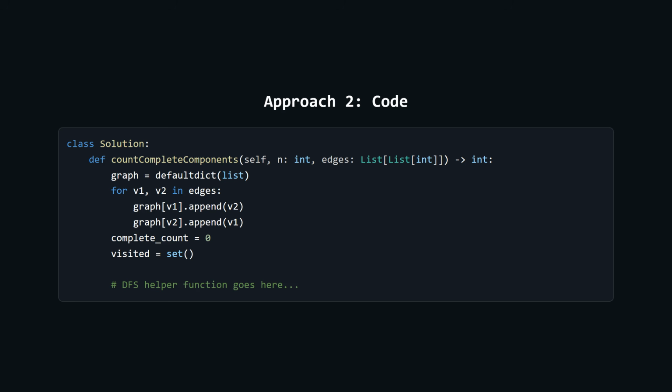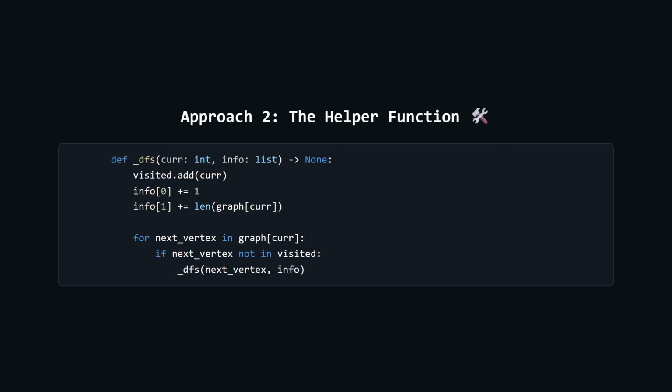Let's look at the code for this DFS approach. First, we set up our basic graph map, using the edges we were given. We also set up a count for our complete groups, and a set to keep track of which nodes we have already visited. Next, we define our DFS helper function. Notice that info list parameter? We pass that around to keep our running totals.